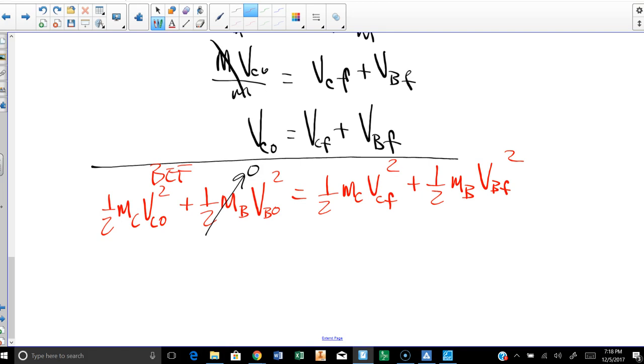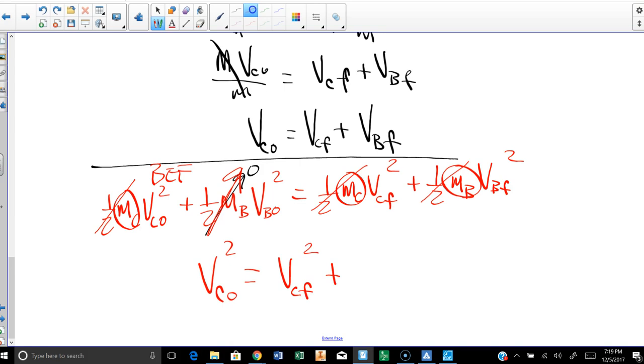Well, once again, the masses are all going to divide out, because all these masses are the same. This term, of course, is 0 and doesn't matter anymore. In fact, the halves go away too. I can divide those out. So half mass, half mass, half mass, all gone. So I have the velocity of the cue ball originally squared equals the velocity of the cue ball final squared, plus the velocity of the regular ball final squared.